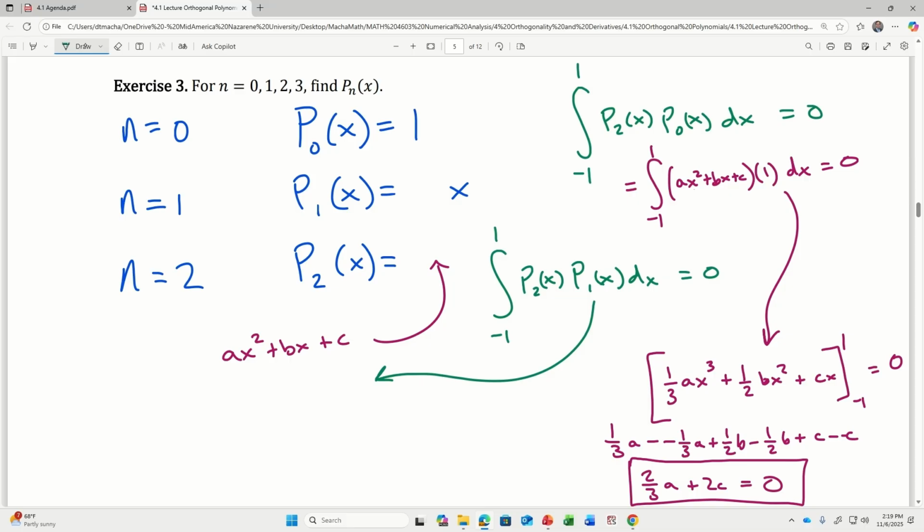If I take this, it'll be the integral from -1 to 1 of ax squared plus bx plus c times x dx has to be equal to 0.